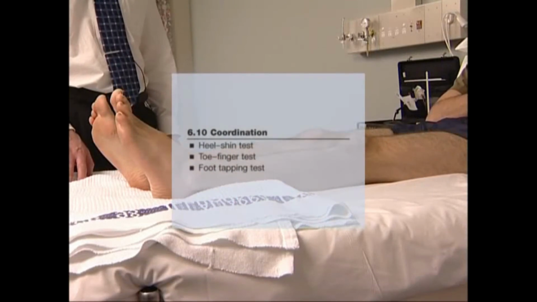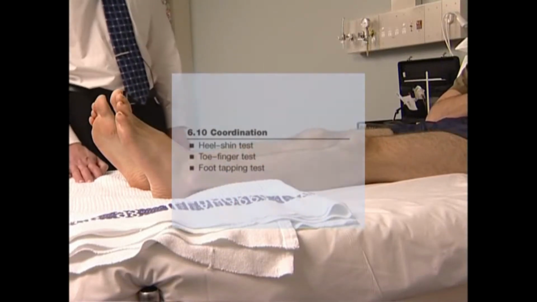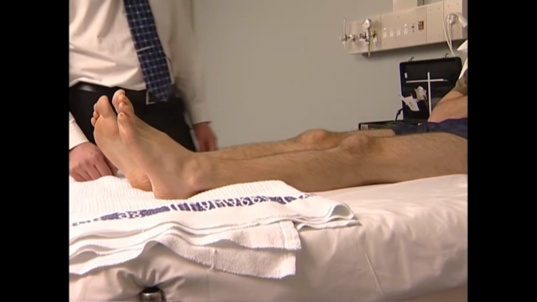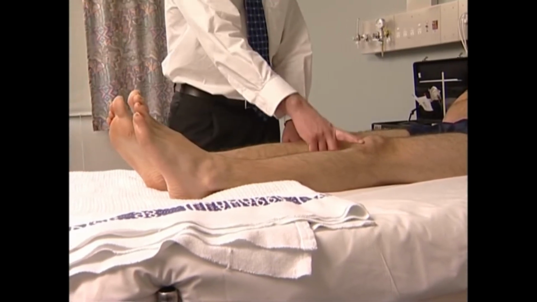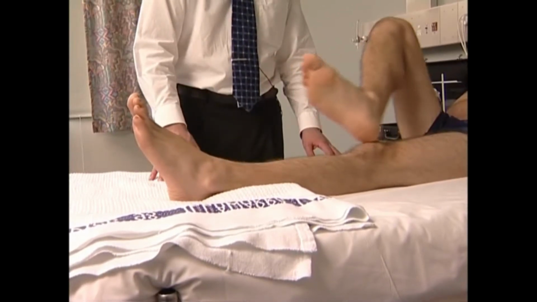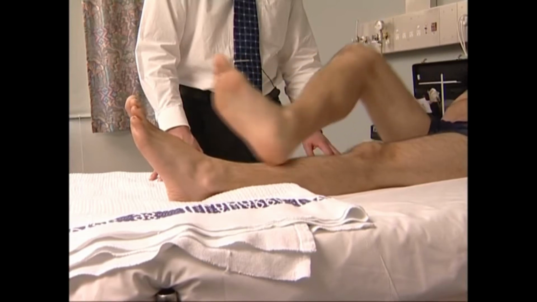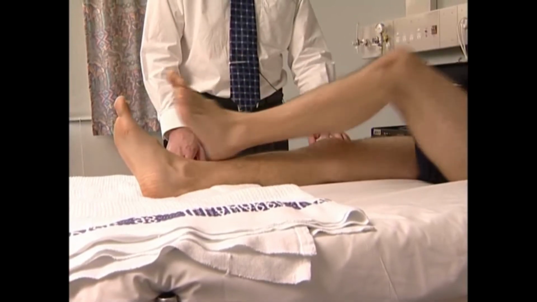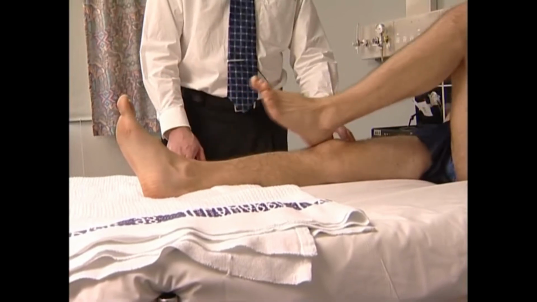Coordination is tested next. Start with the heel-shin test. What I'd like you to do is put this heel on that knee. Yep. And now go up and down the crest of your shin. All right, thank you. In patients with cerebellar disease, the heel wobbles and oscillates from side to side.